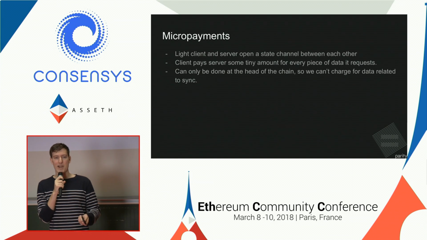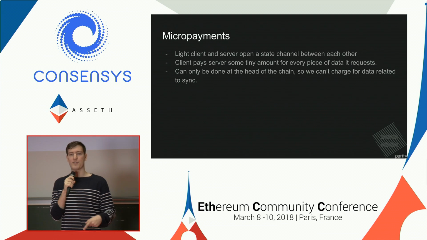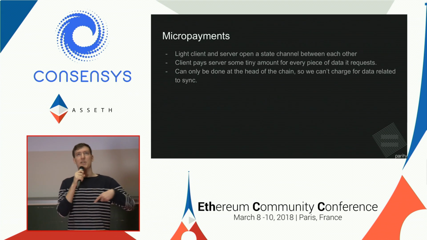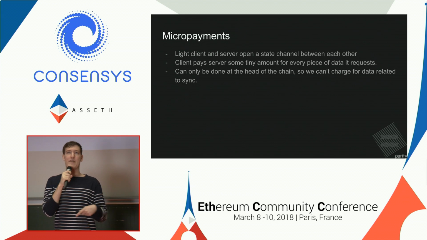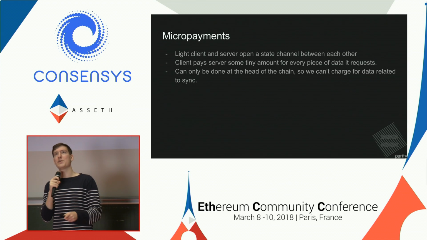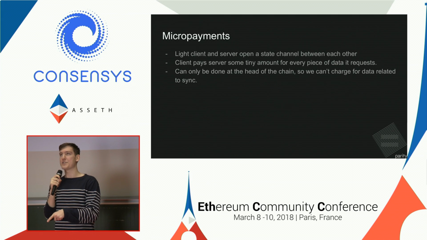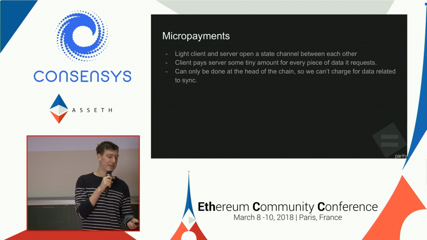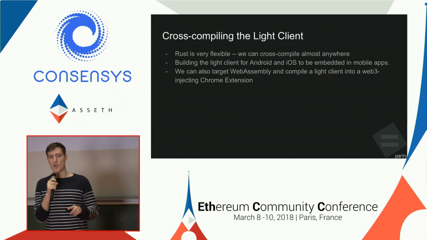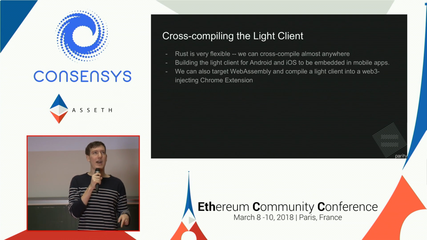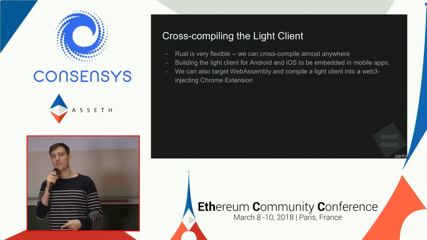So to speak about micropayments a bit, this is essentially the scheme that we have. A light client and server open a state channel between each other. The client pays the server for every bit of data, and that can only really be done at the head of the chain. Because until you trust those headers at the head of the chain, you can't interact with any smart contracts there reliably.